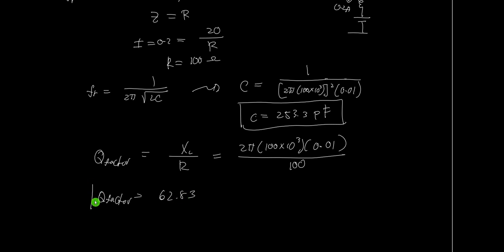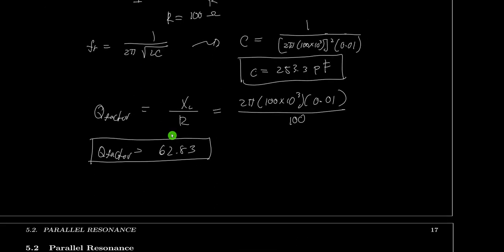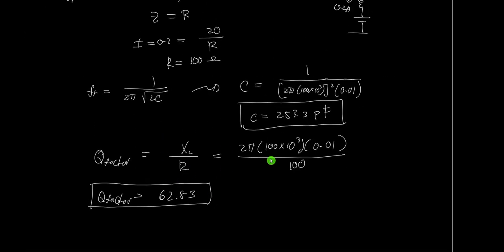62.83. And there's no unit for a Q factor. This is dimensionless, because the unit for X is ohms, the unit for R is also ohms. So that's the Q factor. Next, how about the half power frequencies, F upper and F lower? So how do you solve for the upper and the lower?